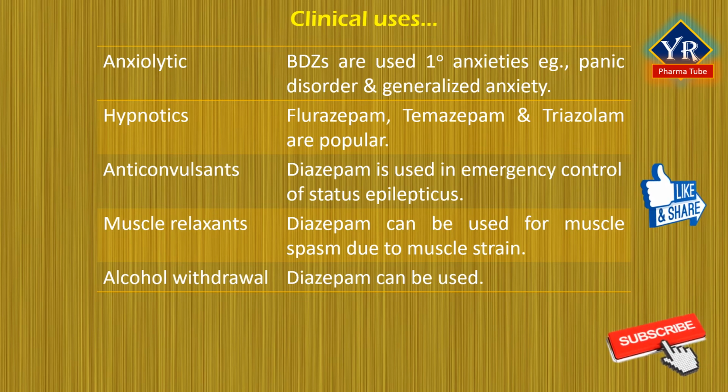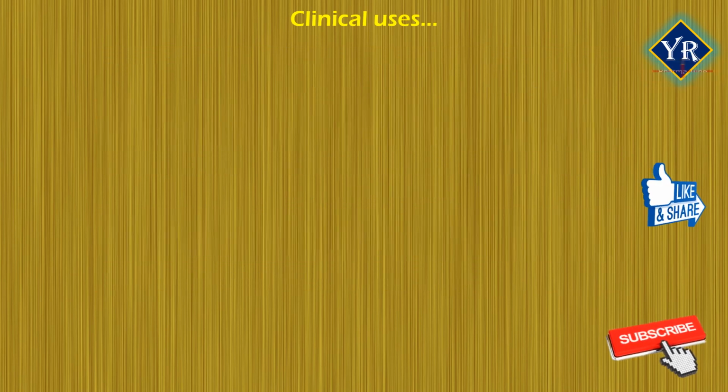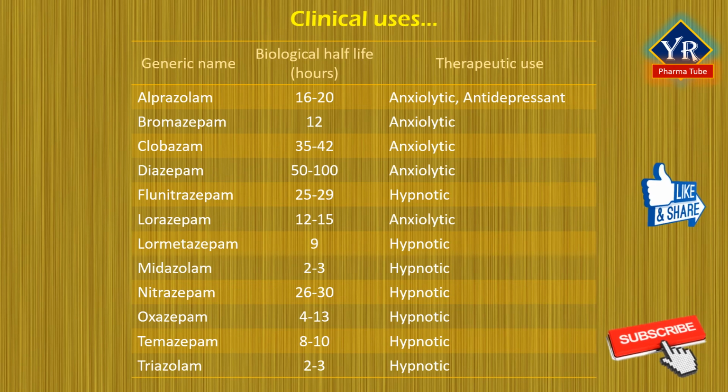As hypnotics, flurazepam, temazepam, and triazolam are specifically popular. As anticonvulsants, diazepam is used in emergency control of status epilepticus. As muscle relaxants, diazepam can be used for muscle spasm due to muscle strain. In alcohol withdrawal, diazepam can be used. The table illustrates the half-lives and therapeutic uses of some benzodiazepines.